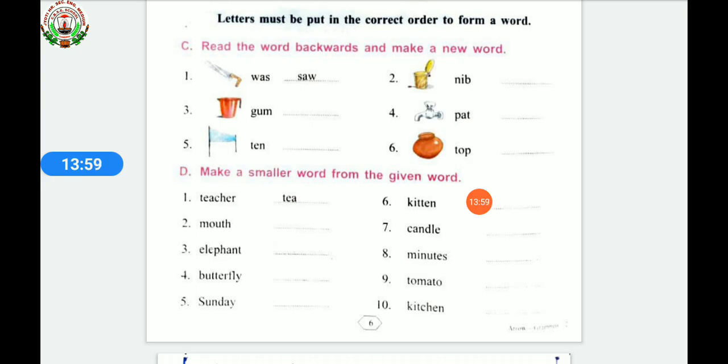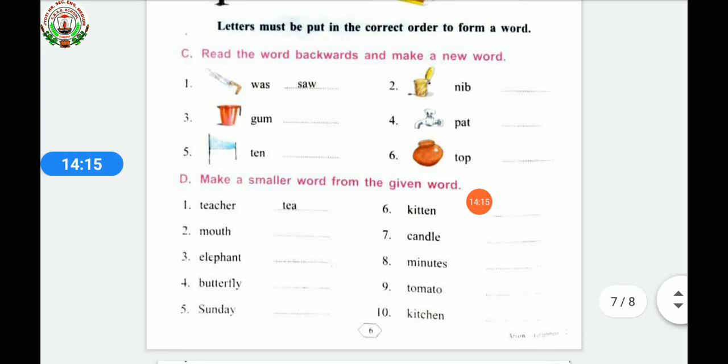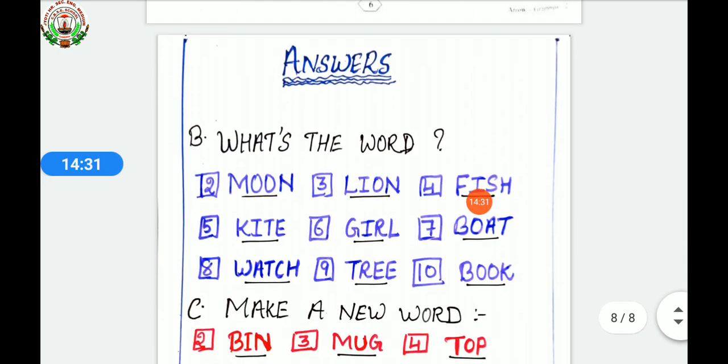Ninth one, tomato. TOMATO, tomato. So children, the smaller word hiding in this word is, yes, mat. MAT, mat. Last, 10th word, kitchen. KITCHEN, kitchen. So what is the smaller word? Yes, hen. HEN. So children, these are the answers of question number B, question number C, and question number D.